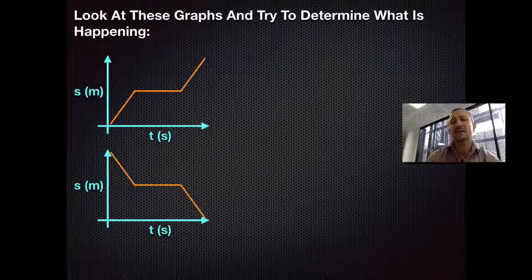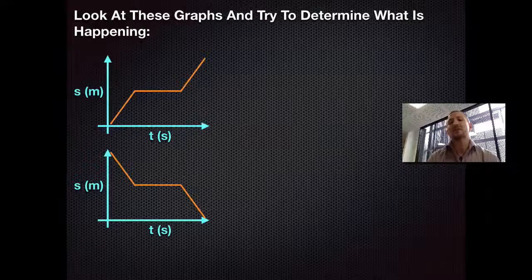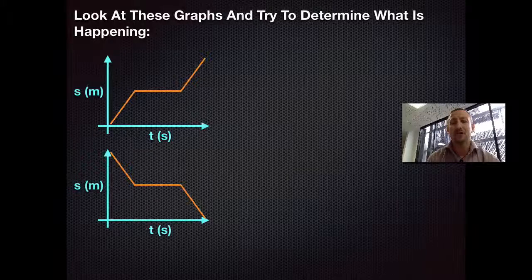Okay, let's have a look at these two graphs. What I'd like you to do is pause the video now and try and determine what's happened in these two graphs, then we'll run through the answers, and I've got another graph to look at on the other page. So pause the video now and try and work out what's happening in these graphs. Okay, welcome back. How did you get on?